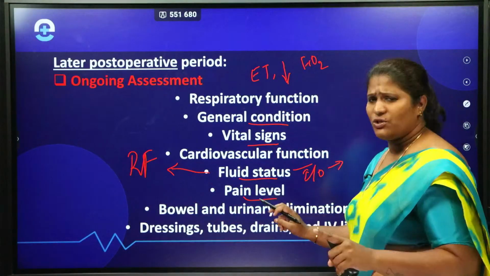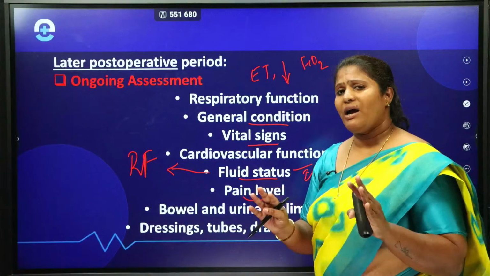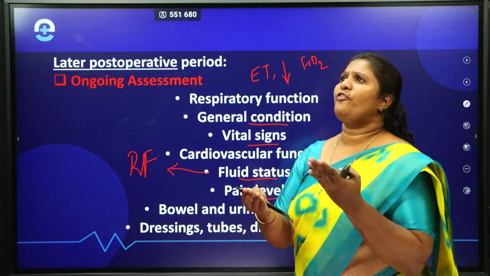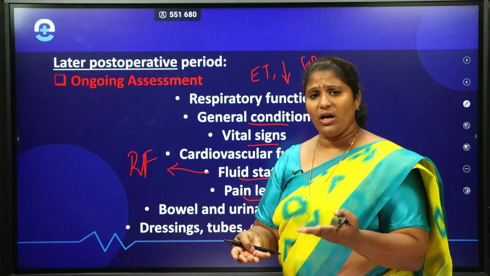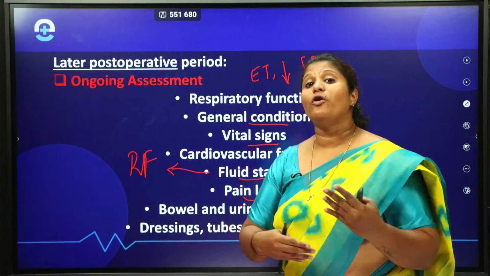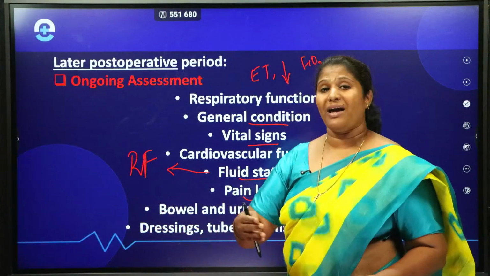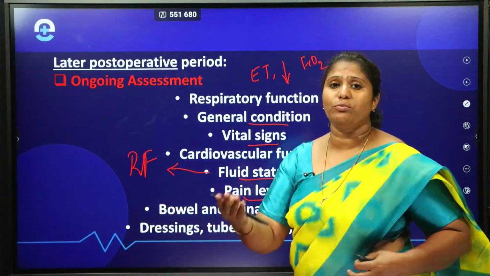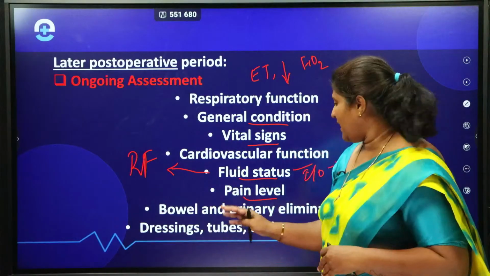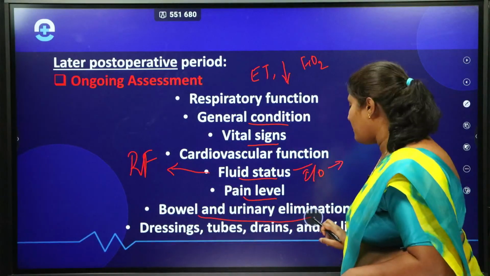Then pain level as usual. If the patient has 0 out of 10, or if the patient has a 3 or 4, you have to go for non-pharmacological pain management. Okay, if they are having severe pain, you have to inform the doctor and they can give a medication. Then bowel and urinary elimination.